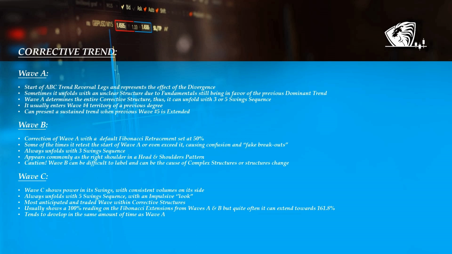corrective structure. Usually it has the same length as wave A, showing a 100% reading on the Fibonacci extensions from waves A and B, but quite often it can extend towards 161.8% levels and even beyond. To be noted that waves A and C tend to develop in the same amount of time and length, especially in the zigzag structures.